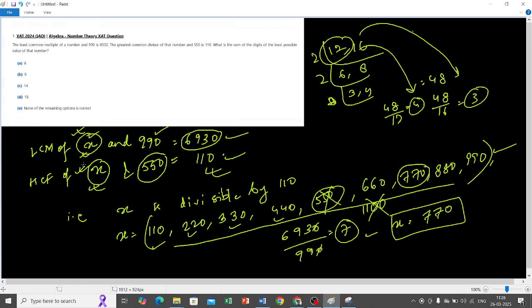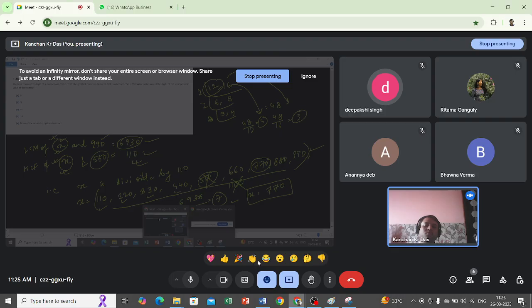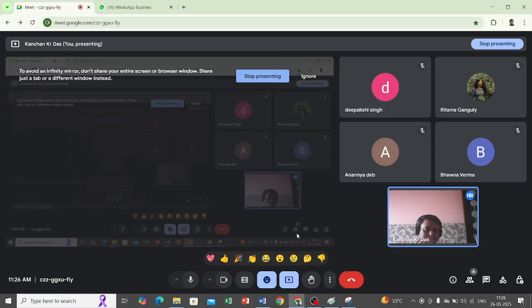Okay, I am explaining this once again. Dipakshi, Ananya, Bhavna. See, it is given LCM of x and 990 is 6930. What is this x that I need to find out? It is given HCF of x and 550 is 110, right? So I hope you understand what HCF means. HCF means highest common factor.